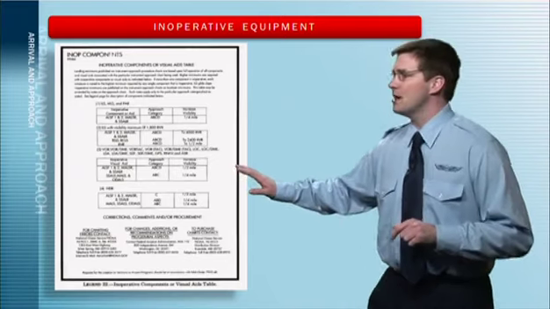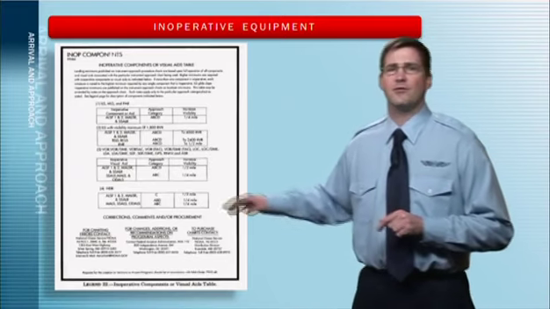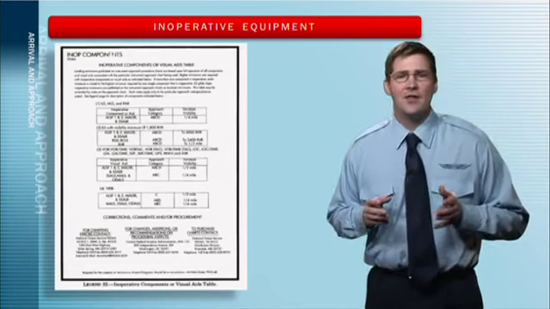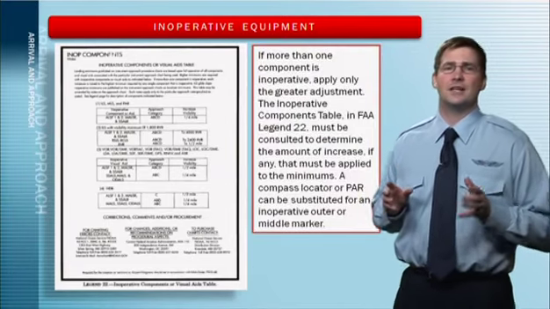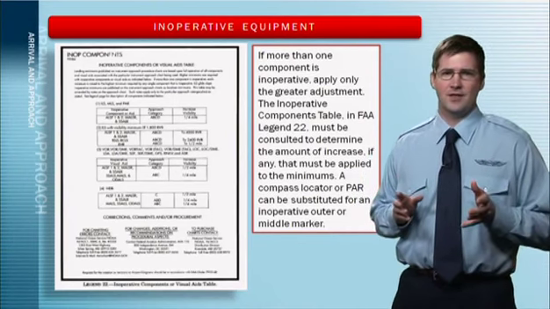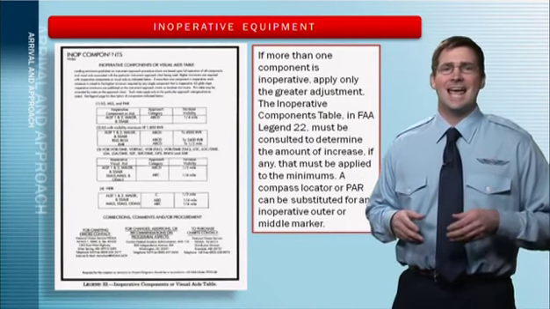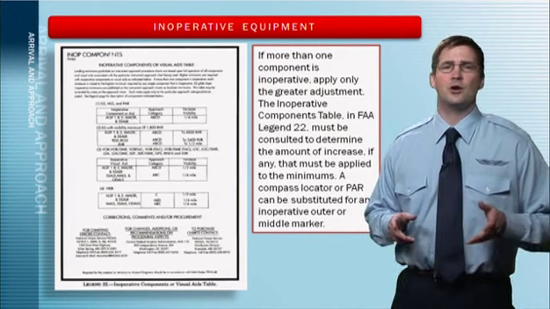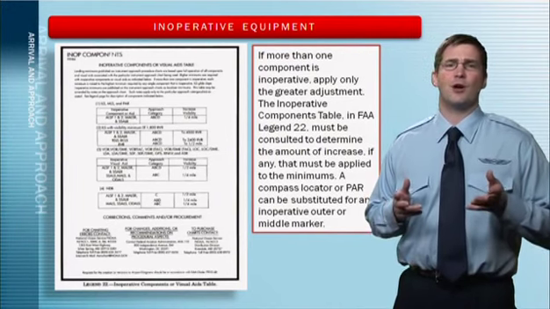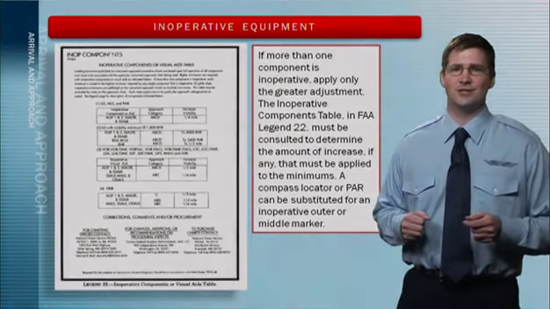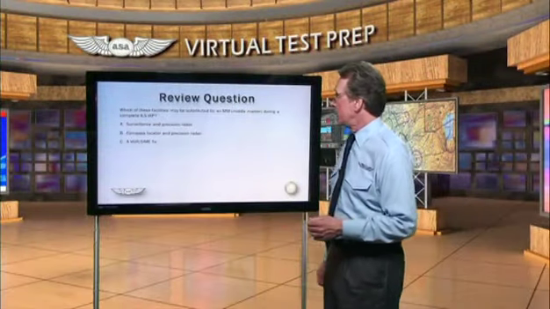Now, we can find this information shown here in Legend 22 provided by the FAA, highlighting how this information is displayed and might apply. Sometimes it pays for the pilot to think of all possibilities rather than just accepting the published minimums. As an example, if an outer or middle marker is inoperative, a compass locator or precision approach radar approach could be used as a substitution. Well, time for another question.